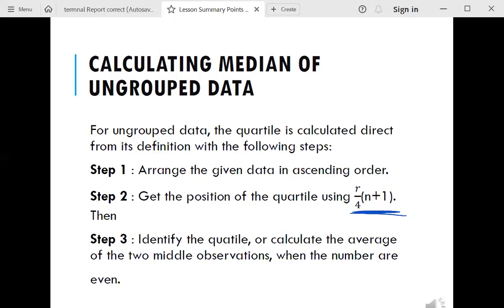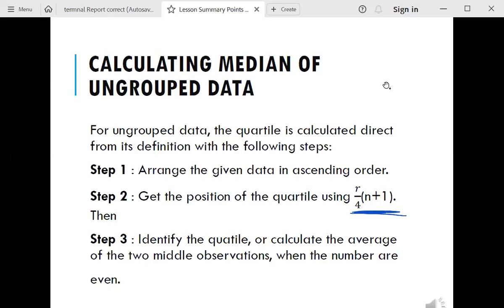To find the median, make sure you first arrange your data in ascending order. That is the first step. Then after that, you look for the median position using your general formula, and then identify which median it is. As it stands here, I've given you the general rule for finding any quarter. So we'll look at it from the quarter perspective, where we can look at the third quarter, the second quarter, and then the first quarter, in addition to the median.